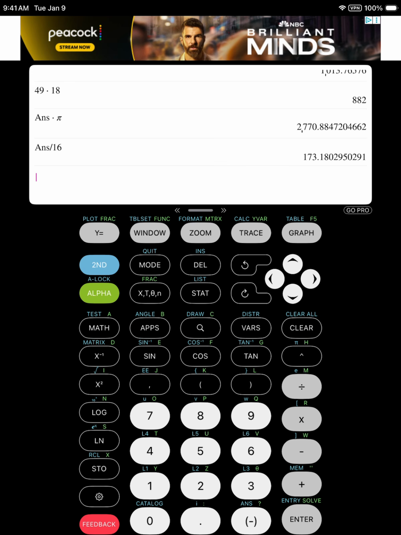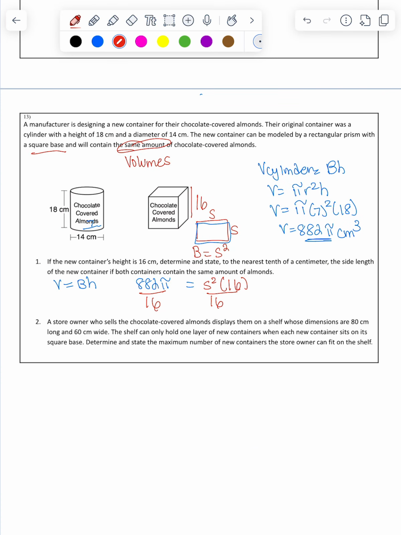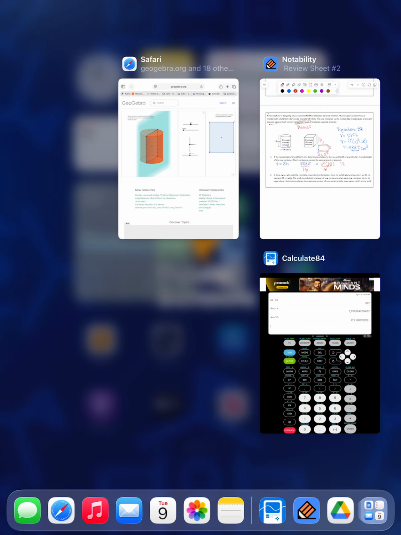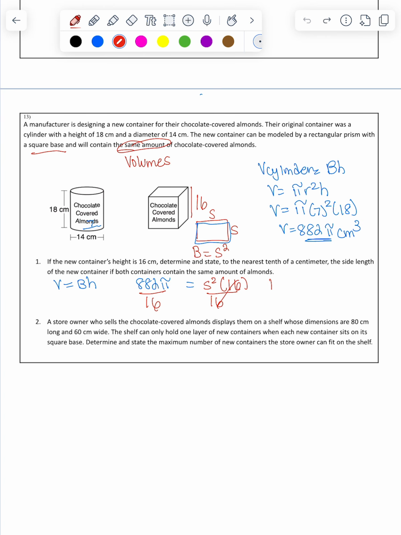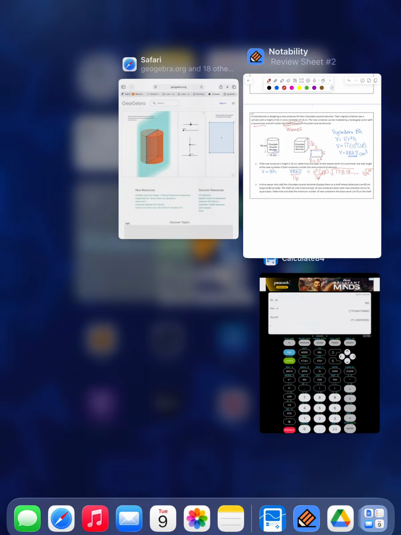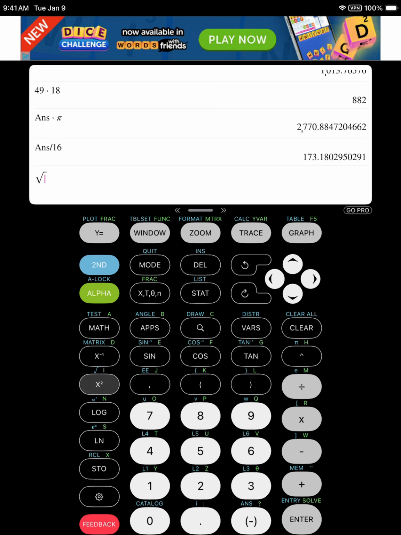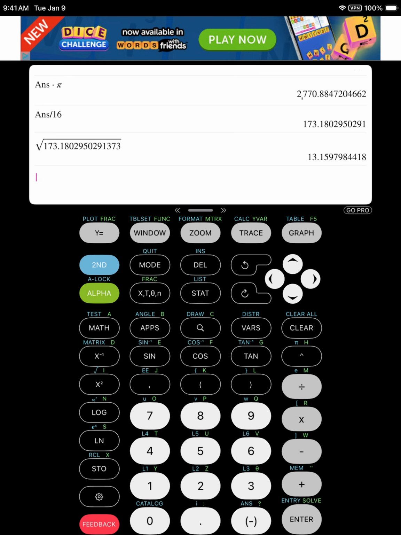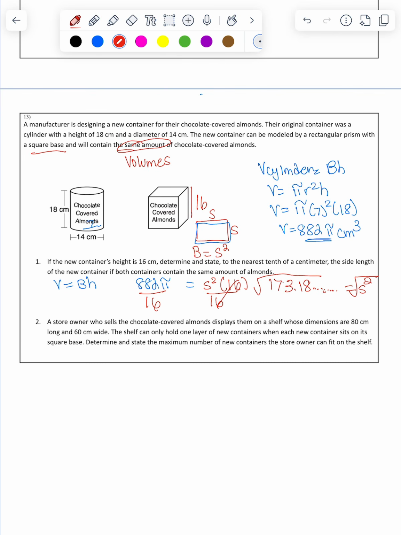And that's 173.18. Wait, was it 183? No, 173. I'm just going to write that equals S squared because I still have it on my calculator. Then I'm going to do the square root of both sides to get S by itself. To the nearest tenth, that's about 13.2, and it does say to round to the nearest tenth. So each side length of the base is 13.2.